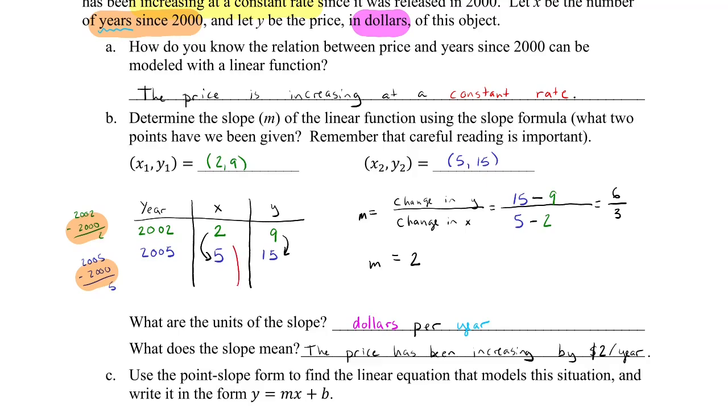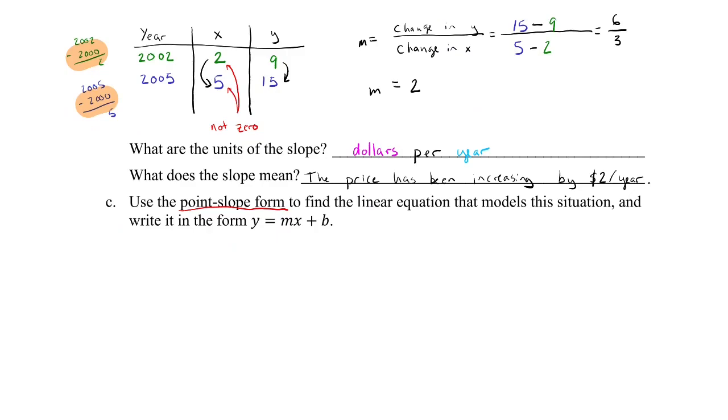Notice that our x values, neither one of them is 0. So we don't know the value of y when x is 0. That's our cue to use the point slope form. And we can use whichever pair we want. The point slope form, remember, is y minus the given y equals the slope times x minus the given x.